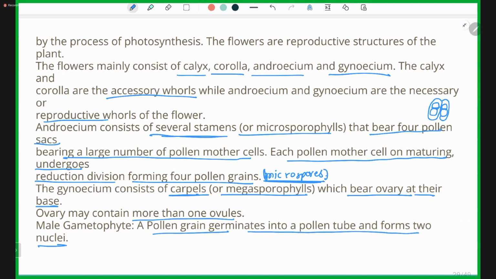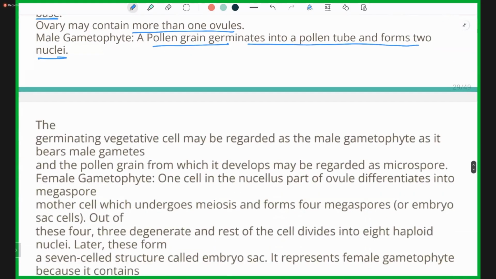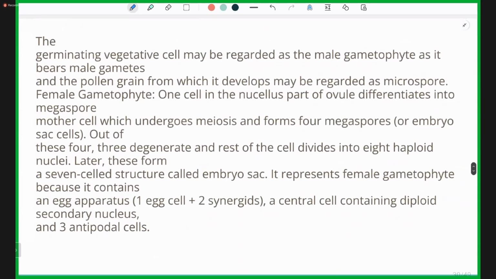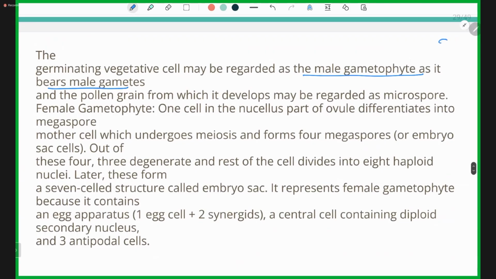Now, the male gamete will be formed when the pollen grain germinates into a pollen tube and two nuclei are formed. The germinating vegetative cell may be regarded as the male gametophyte as it bears male gametes. When a pollen grain germinates, it gives rise to a pollen tube, and inside this pollen tube, two male gametes are formed. These are the vegetative cells which are formed, and they are termed male gametes.